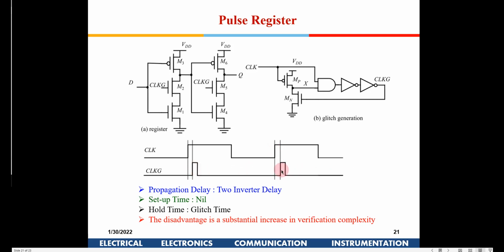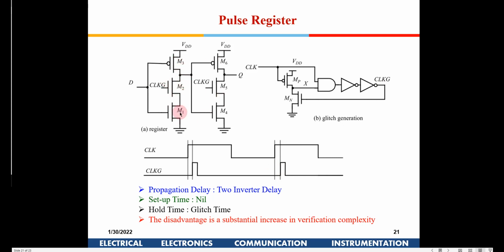The duration of this glitch can be set by the number of inverters which you use here. If you use a larger number of inverters, then this width can be increased.